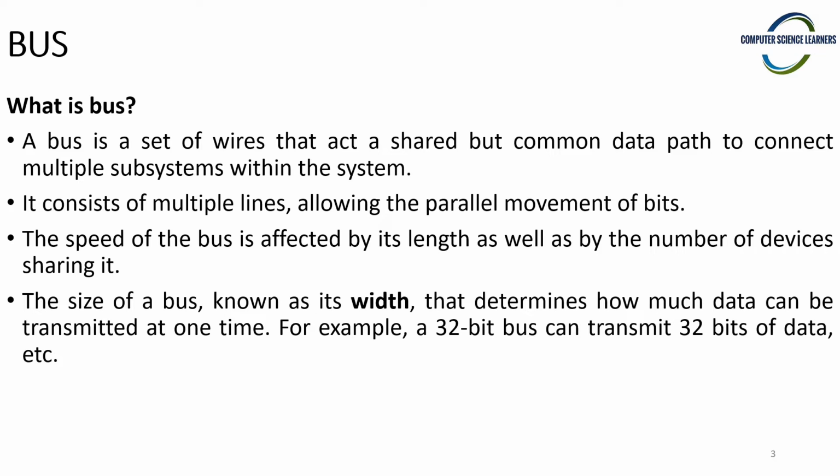Size of the bus, or you can call it the number of bits or number of lines in a particular bus, is known as its width, which determines how much data can be transmitted at one time. Or if it is an address bus, then it will determine how many different memory locations we can address. So if I take a simple example, let's suppose there is an address bus and its width is 8 bits. So through those 8 bits, we can generate addresses for 2 raised to the power 8 memory locations, right?